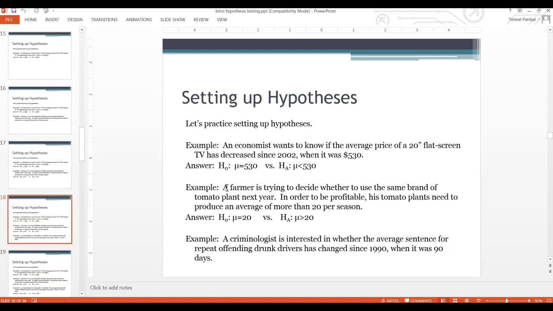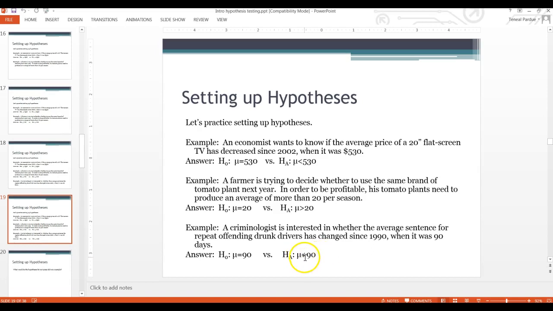Last one. We want to know, has it changed? So changed is not a directional word. It means it could be either way, which means that the alternative hypothesis should be not equal to.